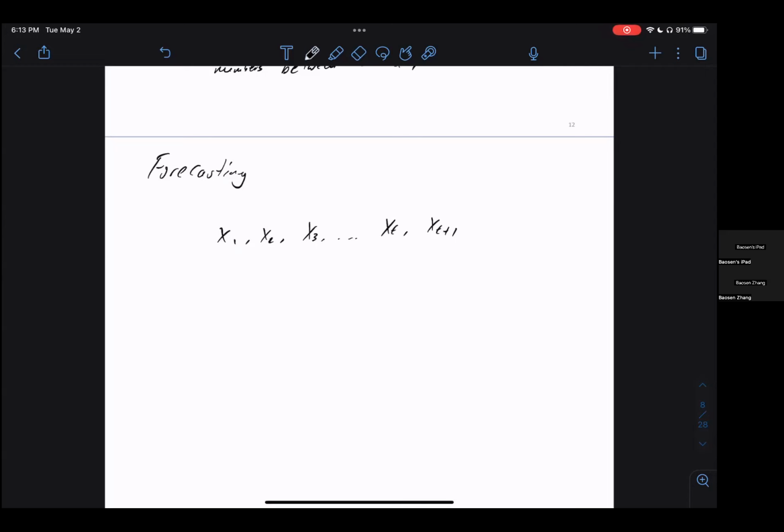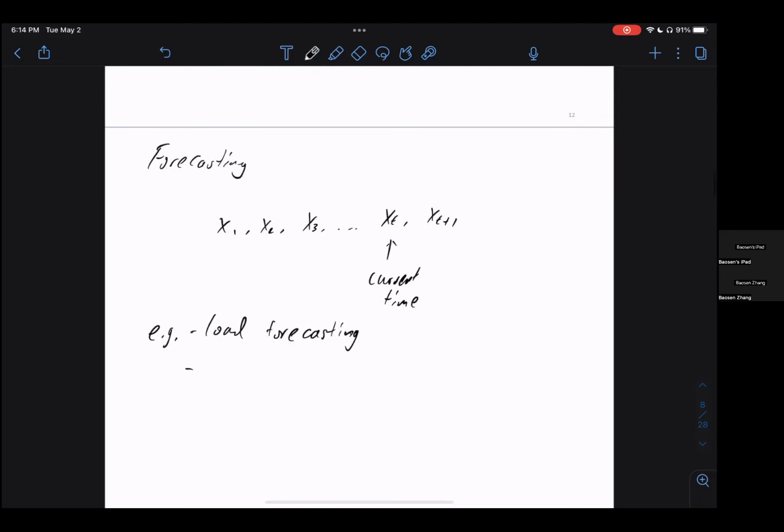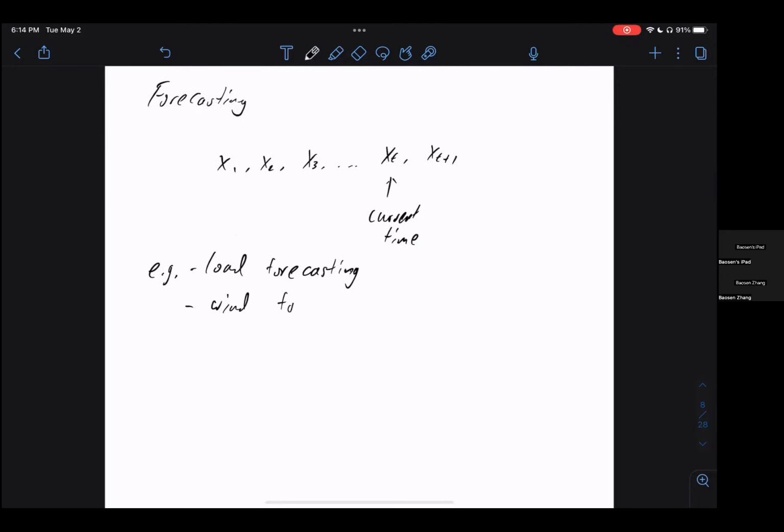So this is your current time. Right? So x1 to xt, you have all this data. This data is available to you. Your goal is to know what happens next. Can I forecast what happens next? This is used every day. This could be load forecasting. It could be, given some historical load, you forecast what happens next. It could be, let's say, wind forecasting, solar.